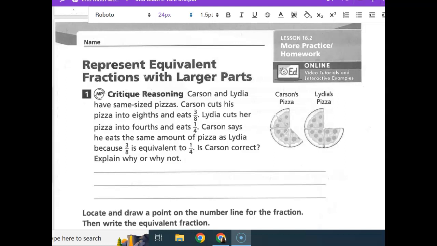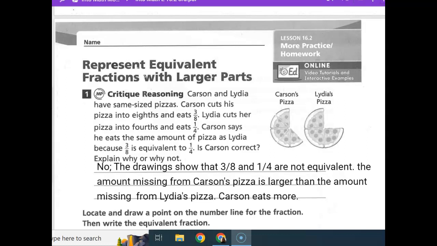Look at Carson's pizza and look at Lydia's pizza. Did Carson eat more or less or an equal amount of Lydia's pizza? Well, we can tell from our diagram that Carson ate more of his pizza than Lydia did. So the answer is no. So here's the answer to number 1. You need to go ahead and finish your homework page. Please be careful and read and follow all the directions.